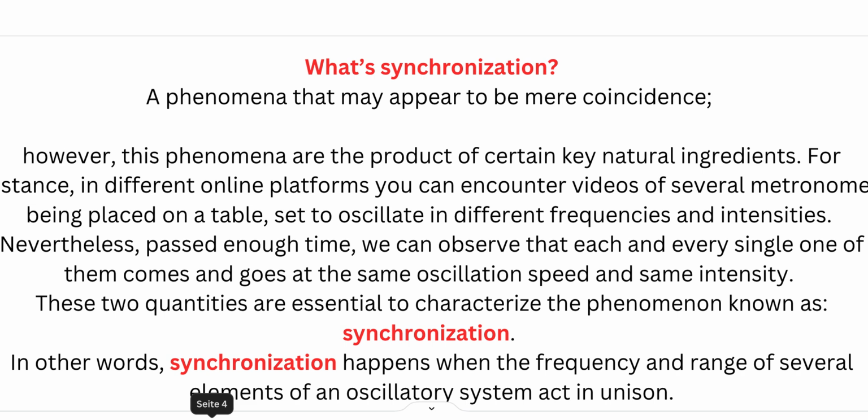In other words, synchronization happens when the frequency and the range of several elements of an oscillatory system act in unison. Where can synchronization be observed? Synchronization occurs in nature more often than one might think.